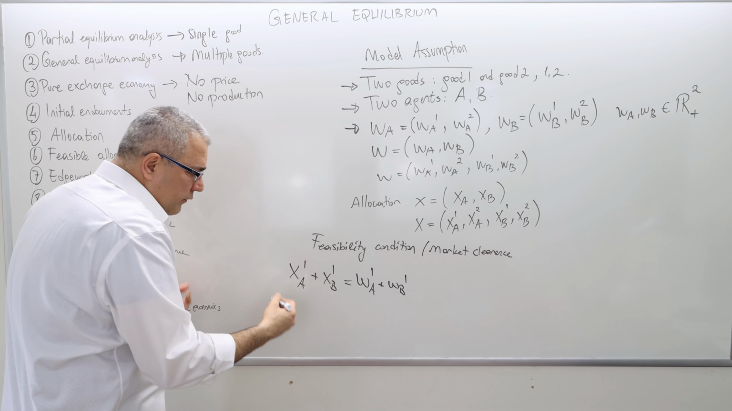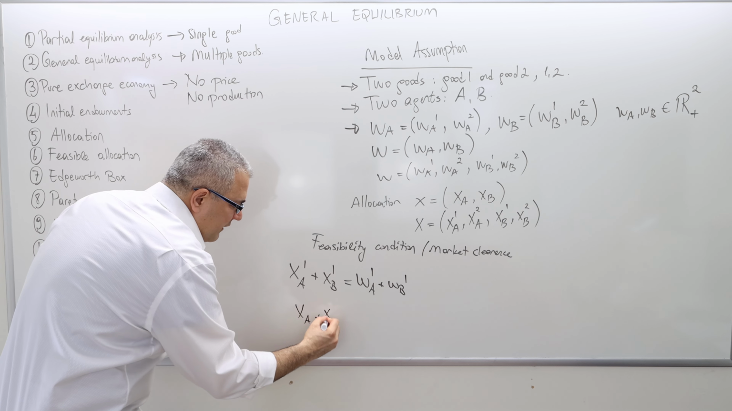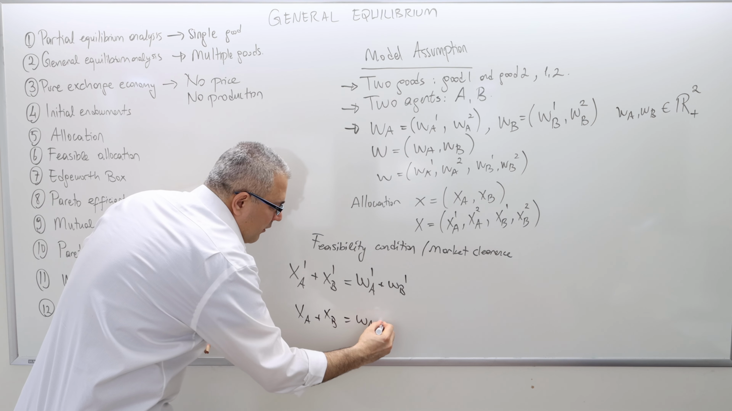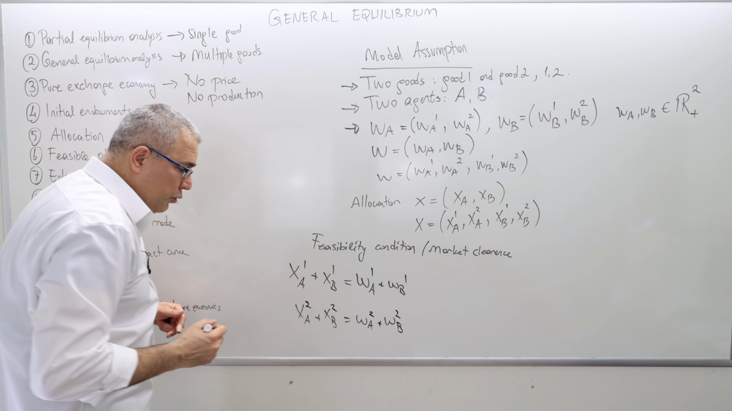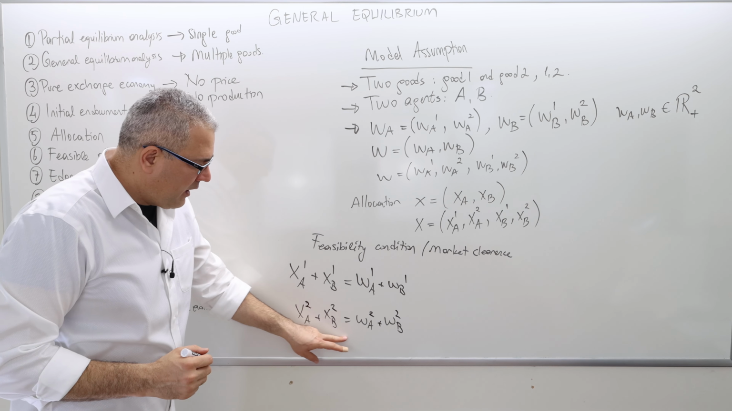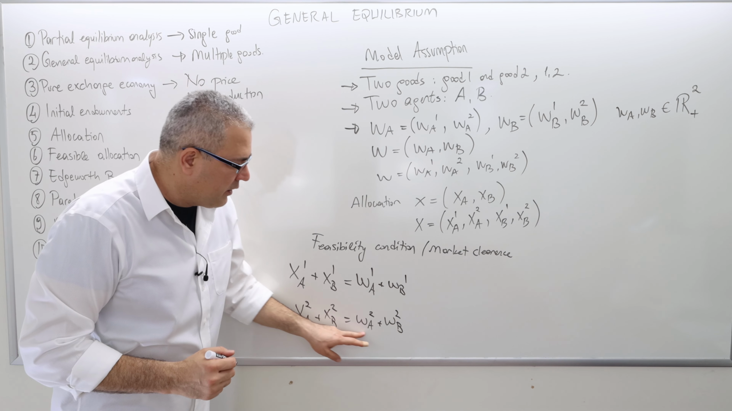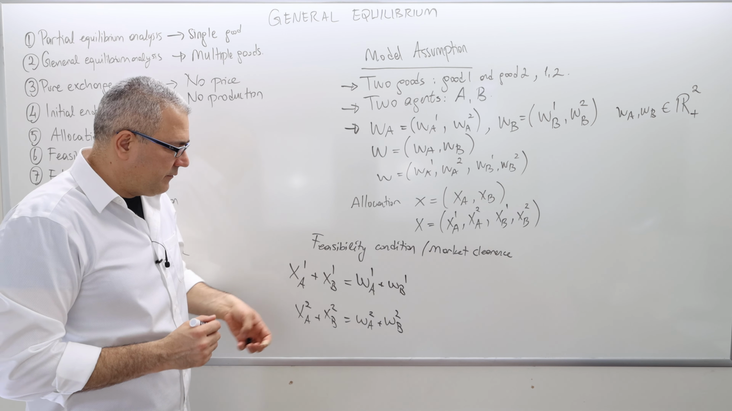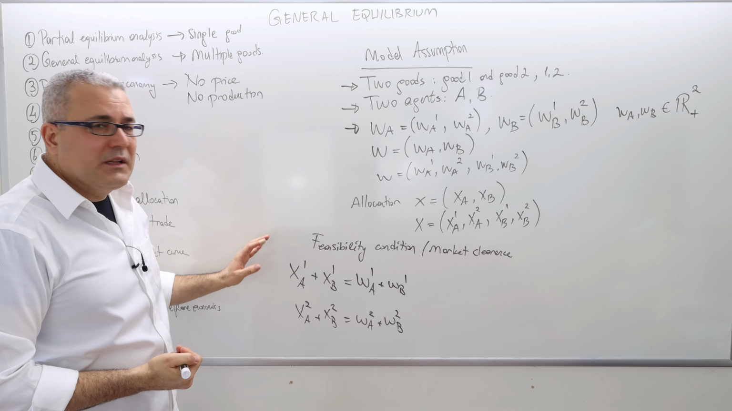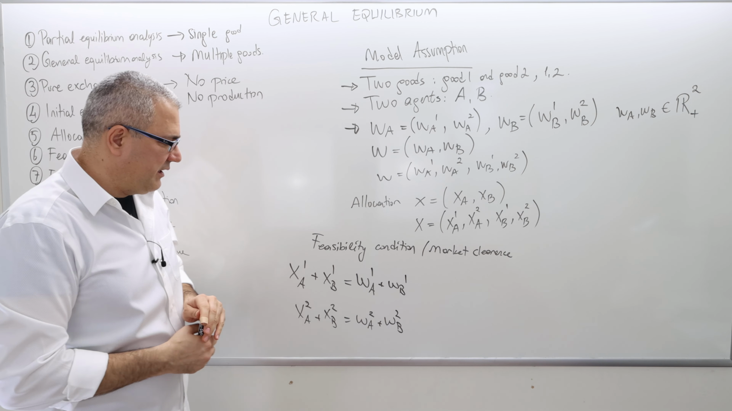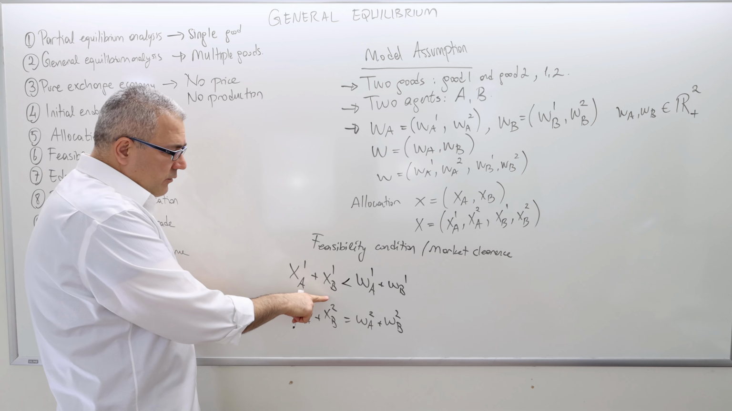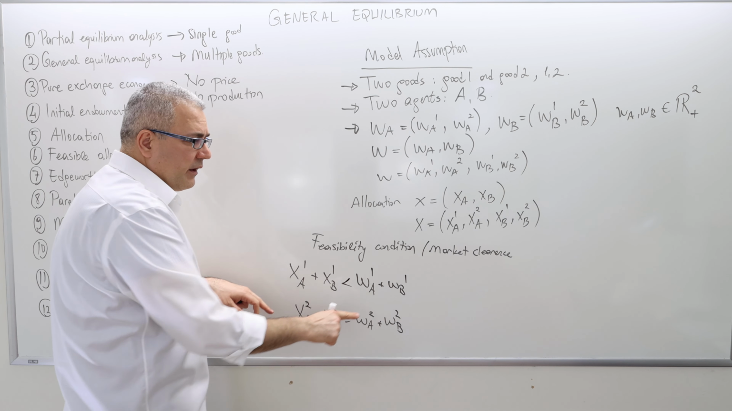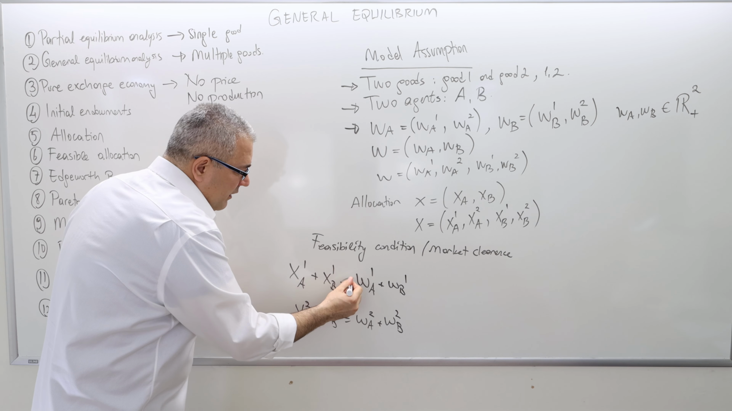The same thing must hold for good two, meaning I basically keep the A's and B's the same, and the only thing is the superscript 1 is replaced with superscript 2. So the total number of good 2 consumption has to be equal to the total number of good 2 endowment. This is what we call the feasibility condition or market clearance condition. Once again, they cannot consume more than what's available in the market, and this shouldn't hold, meaning they consume less than what they bring. It should be equal.